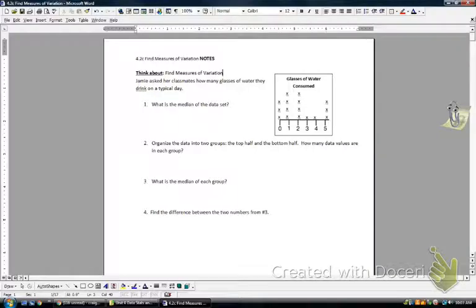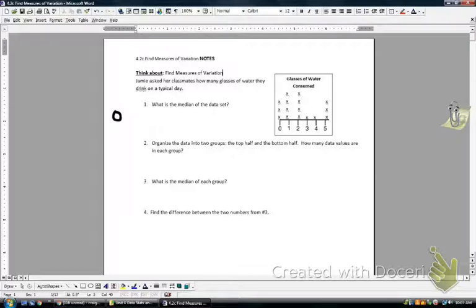It says Jamie asked her classmates how many glasses of water they drink on a typical day. What is the median of the data set? Well, if you look over here, we've got a dot plot. The first thing we need to do is write down our data so we can find the median. And remember, the median is the middle of your data set, and so it needs to be in numerical order.